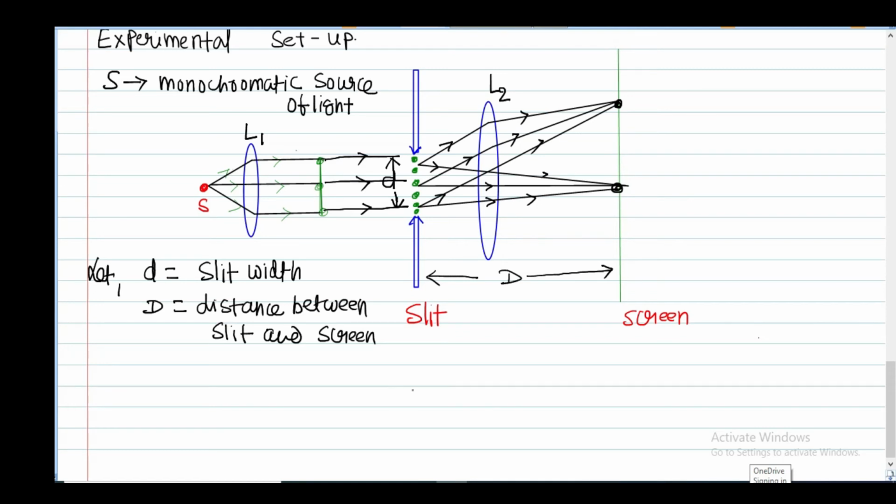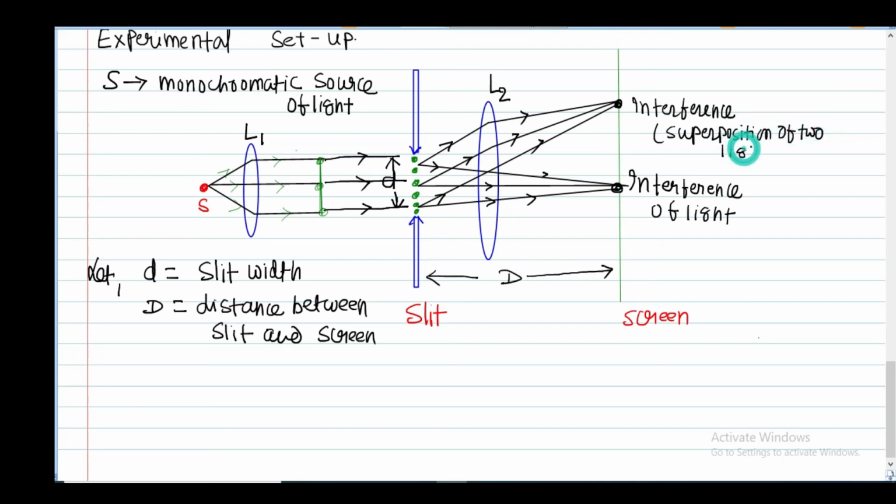So basically interference is there. Here also interference is there, because two or more light waves are superimposing over each other. So this is interference of light that is coming from the slit, and here is also interference of light. And we know what is interference. Interference is nothing but the superposition of two light waves having the same frequency and nearly equal amplitude.